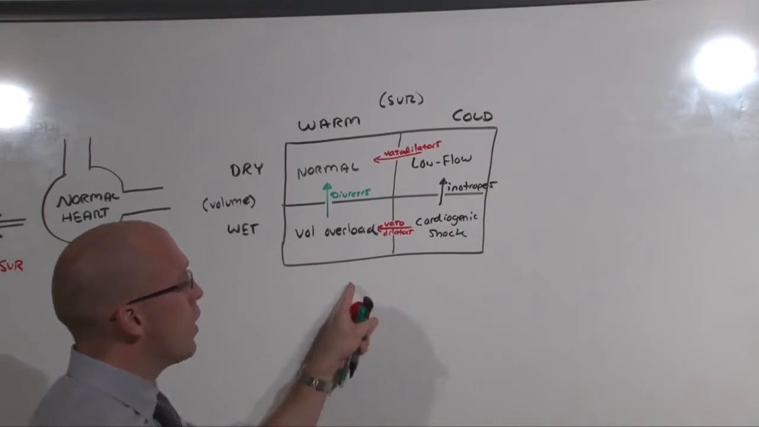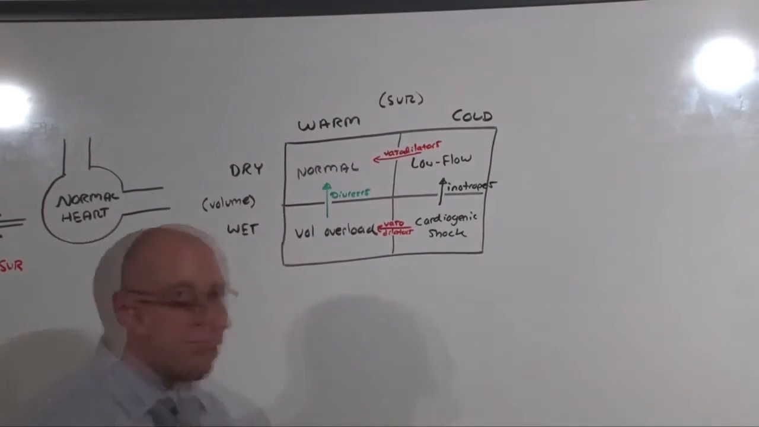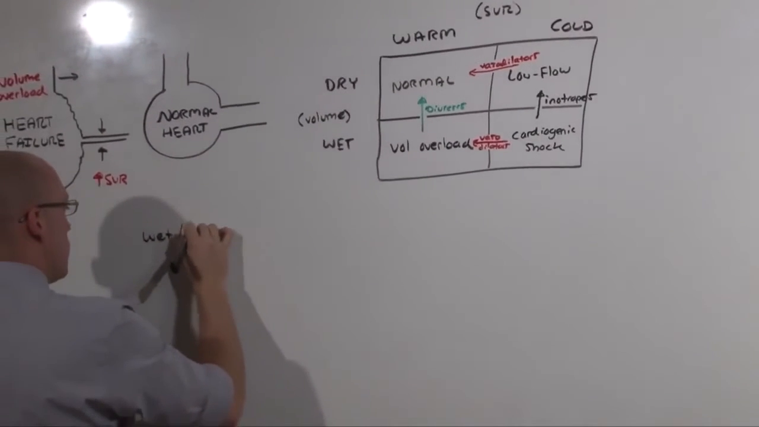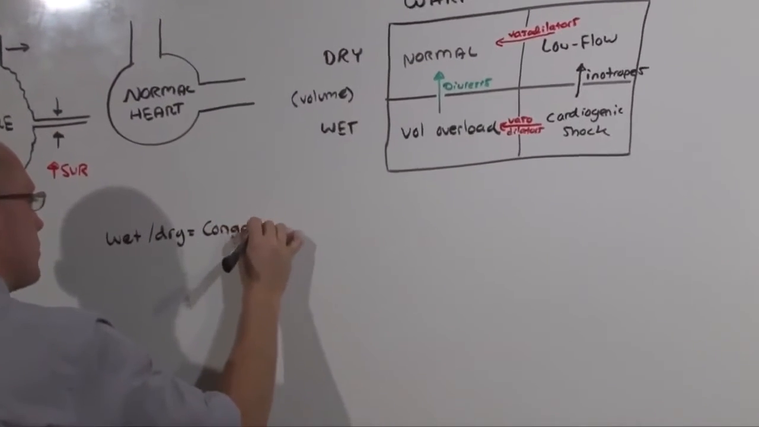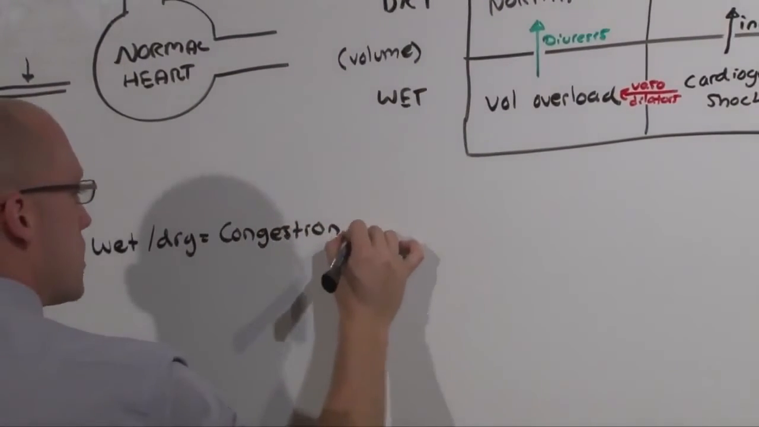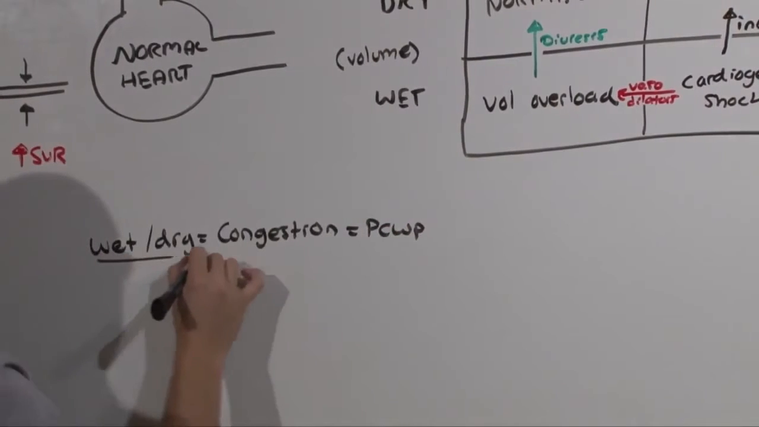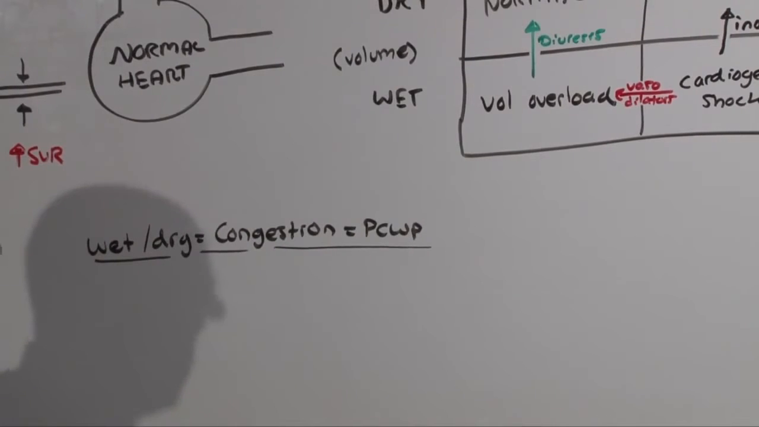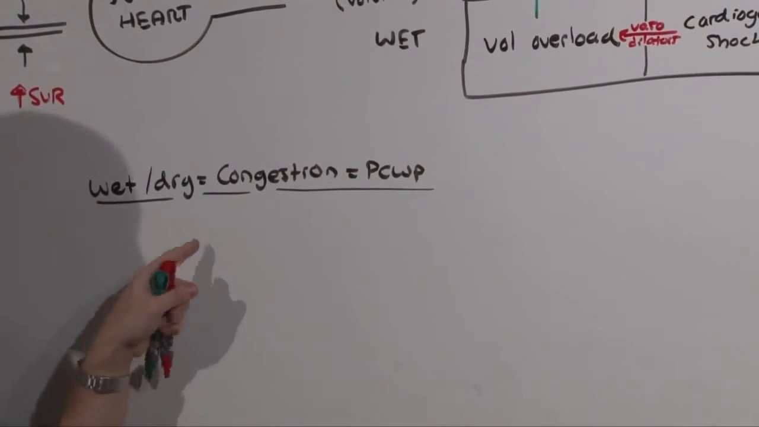But before you can do that, let's talk about how you assess SVR and volume. The first thing is let's compare wet and dry. Wet and dry has to do with congestion and has to do with assessing the pulmonary capillary wedge pressure. Now, we are not cardiologists, so we're not going to be able to drop a swan in every patient. Instead, we're going to use the history and physical to attempt to determine are they wet or are they dry.